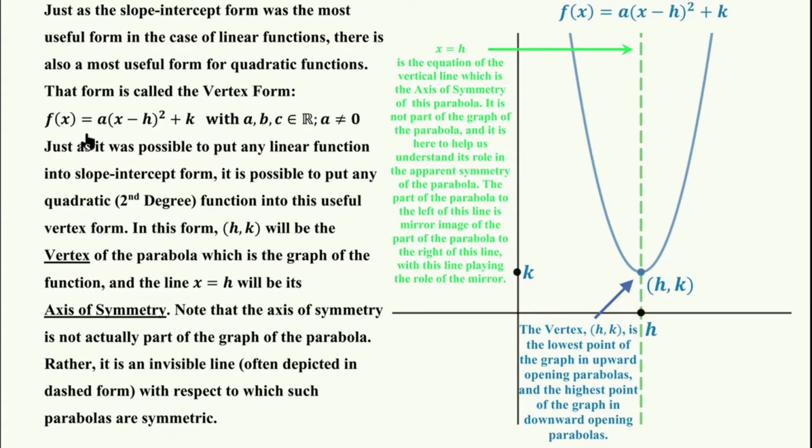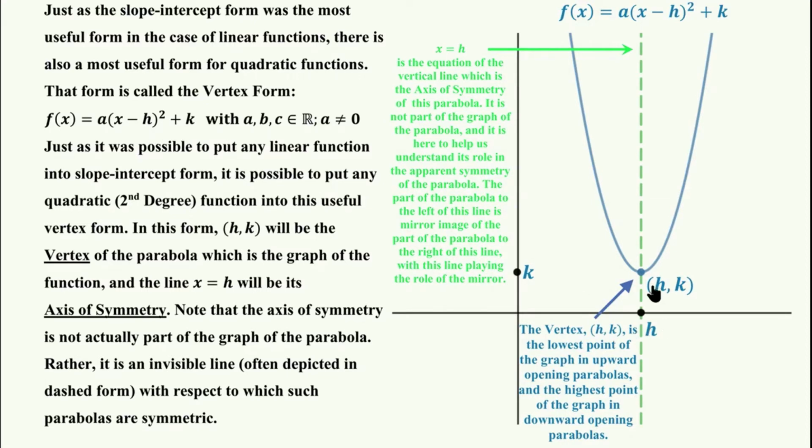The reason why it's called that is because just by looking at it, you can see the most important point of the parabola, which you can see here. It's either going to be the lowest point if it's an upward facing parabola, or if it's a downward facing parabola, it's going to be the highest point of the parabola. And you can see that most important point just by looking at the equation written in the vertex form.